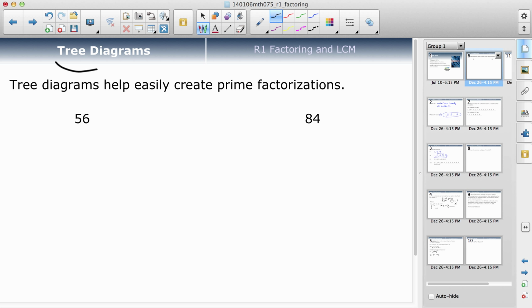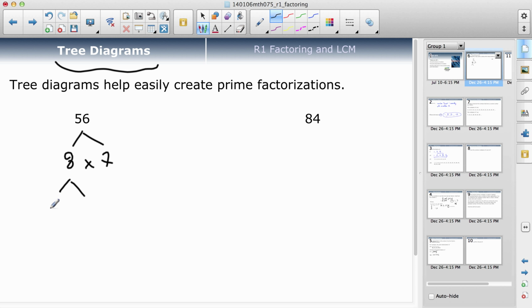Okay, tree diagrams are often helpful to do prime factorizations. And basically what you do is you just look for two numbers that multiply together to give you 56. So one of them is 8 times 7. And you could do this a number of different ways. This is just the way I do it. So 8 times 7. Now I check, are they all prime? 7's prime, but 8's not.